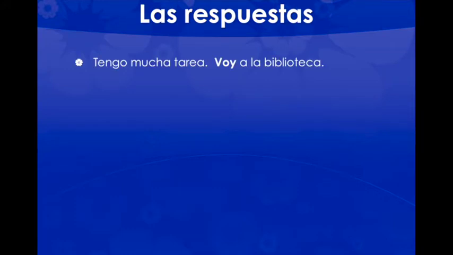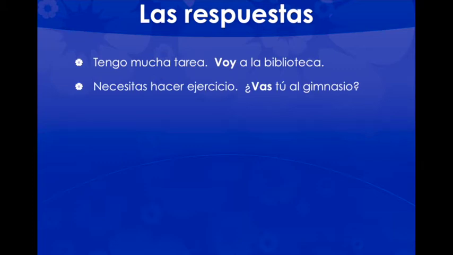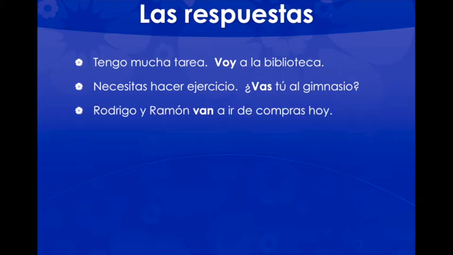So if we look at some practice, tengo mucha tarea, voy a la biblioteca. I have a lot of homework. I'm going to the library. The yo form, because we see the word tengo is in the yo form as well. Necesitas, you need to exercise. Necesitas hacer ejercicio. ¿Vas tú al gimnasio? Are you going to the gym? Rodrigo y Ramón van a ir de compras hoy. Here's an ir a infinitive. They are going to go shopping today.